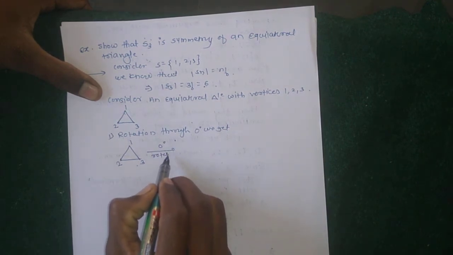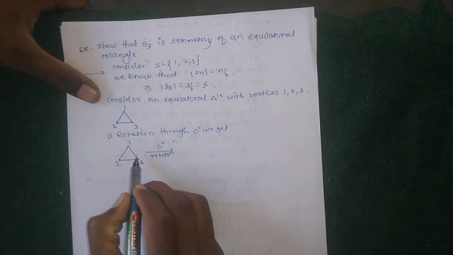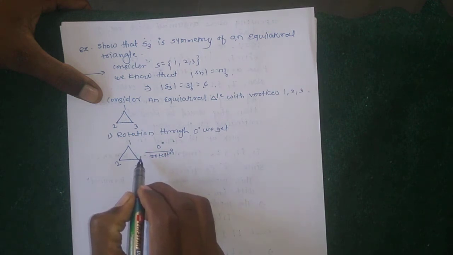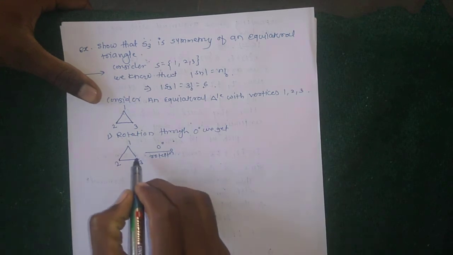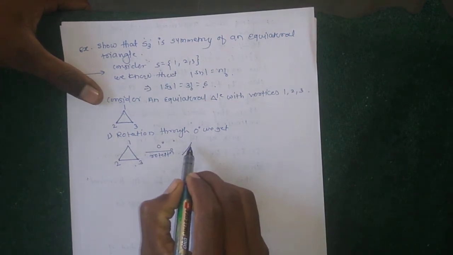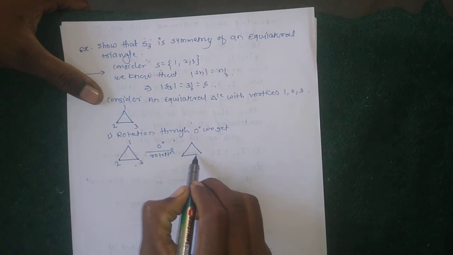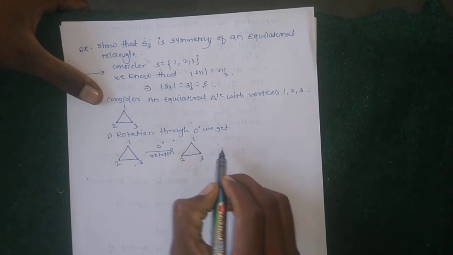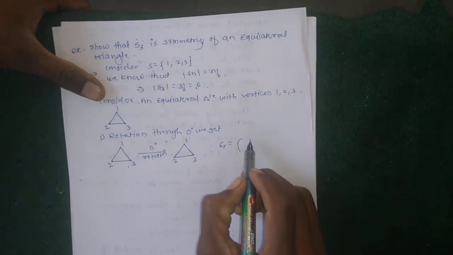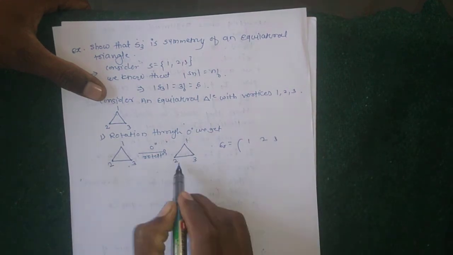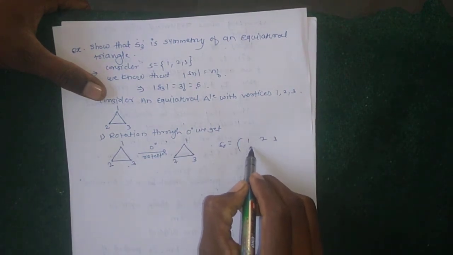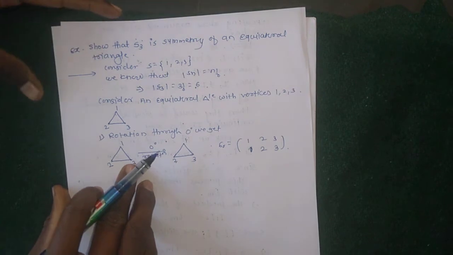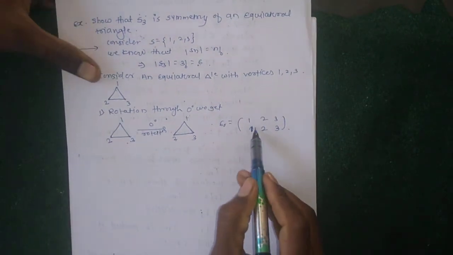it means it stays as it is. Therefore, with no rotation, the positions stay as they are. This is sigma naught, where 1 has value 1, 2 has value 2, and 3 has value 3. This is rotation through 0 degree, and we get the identity permutation.